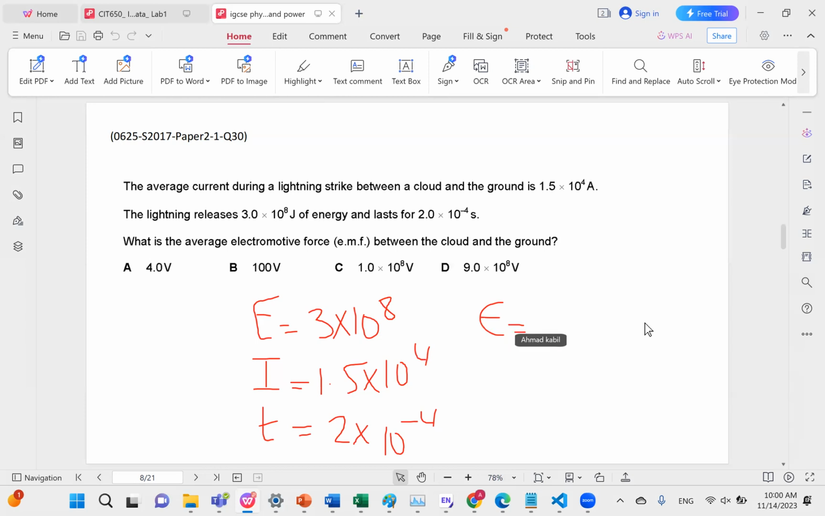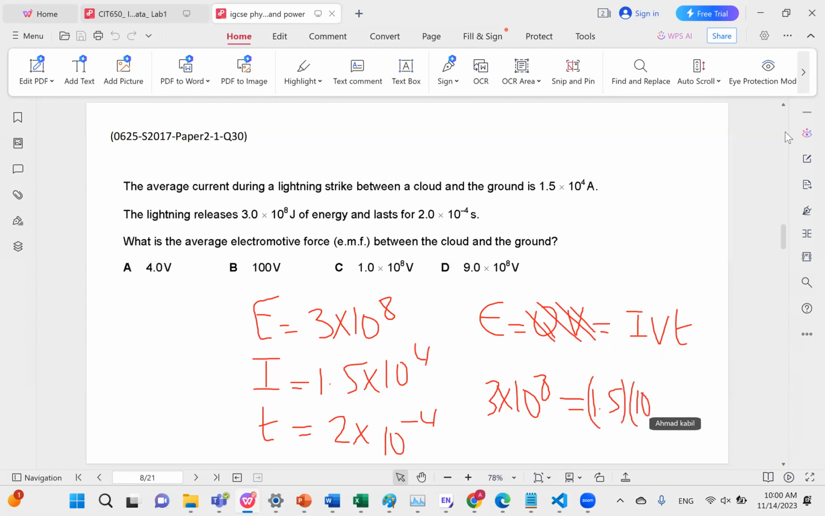So energy equals QV or IVT. And we already know that the energy is 3 times 10 to the power of 8. We'll ignore this for now. We don't need this. So this is equal to the current, which is 1.5 times 10 to the power of 4, multiplied by V, which I don't know, multiplied by T, time, which is 2 times 10 to the power of negative 4.